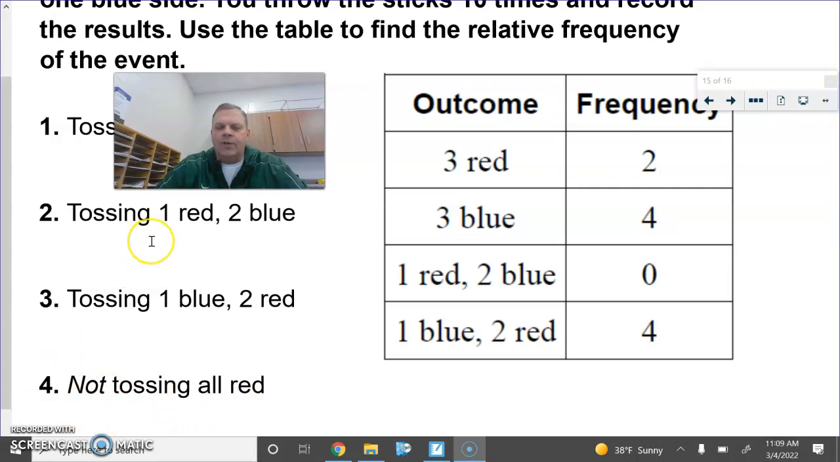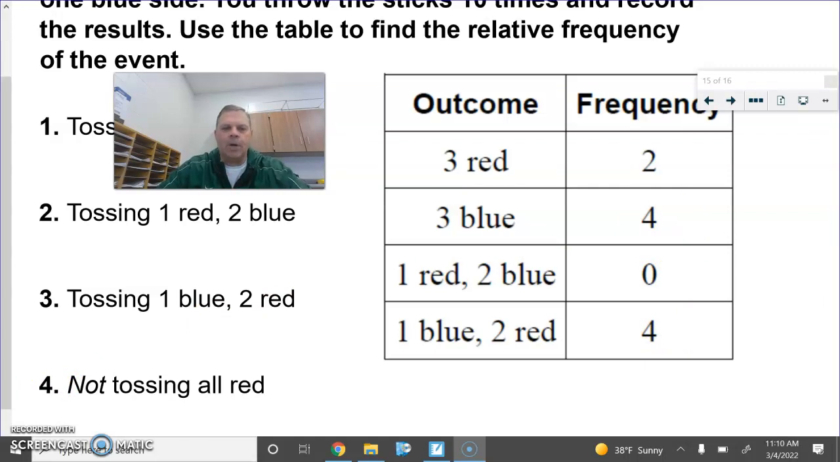Again, the relative frequency is basically the experimental probability. So tossing 1 red, 2 blue, there aren't any. So we would have 0 out of 10, 0. Tossing 1 blue, 2 red, we'd have 4 out of a total of 10, or 2/5. Not tossing all red, that means all of these have not all reds, so there's 8 out of 10, which is 4/5.